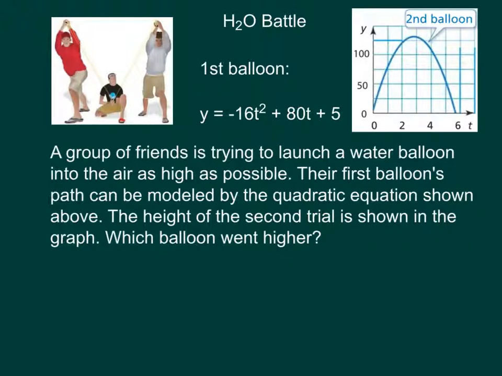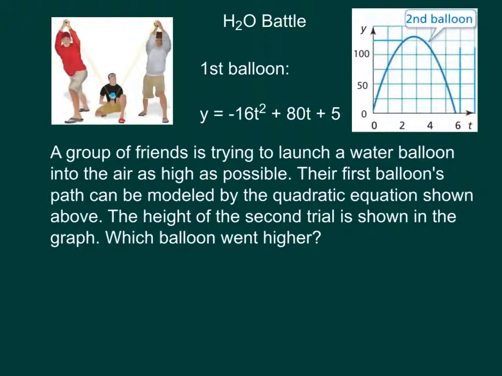The second balloon, the height of the second trial, is shown in the graph. So we can see here, once again, we're comparing t seconds to a height y. And this kind of makes sense. We have an initial height where it's launched and it increases in height, and then it starts to come back down before it lands on the ground. So in order to do this, I want to answer the question, which balloon went higher?